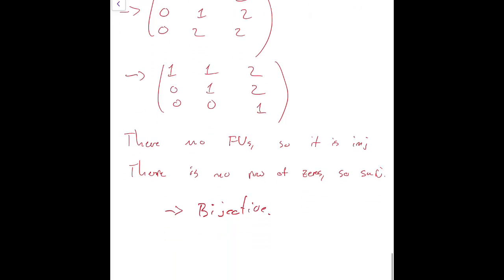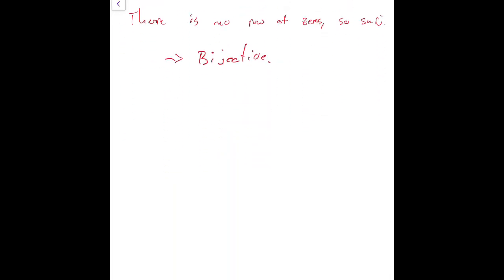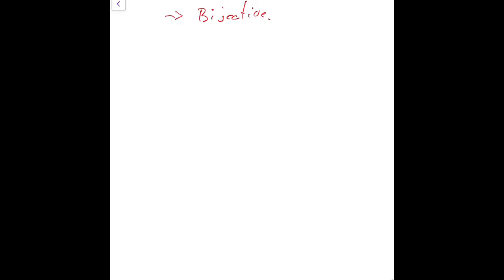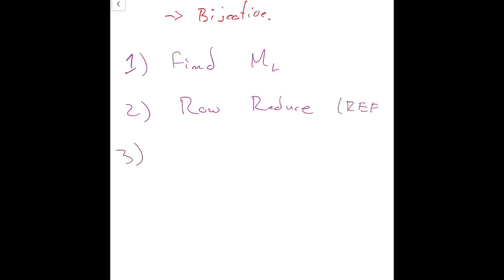Okay, so I hope you have gotten something out of this video. When trying to tell whether or not L is injective, surjective, here are the steps. 1, find the matrix for L. 2, row reduce to get it into row echelon form. It has to be in row echelon form to do this. And 3, analyze.